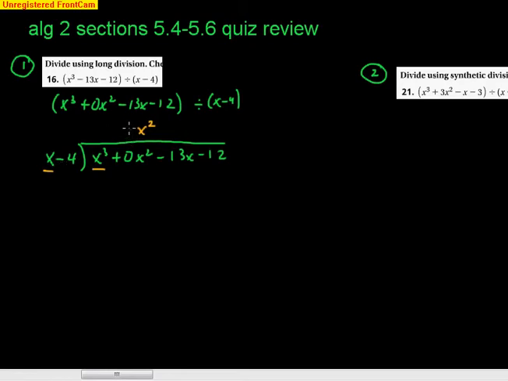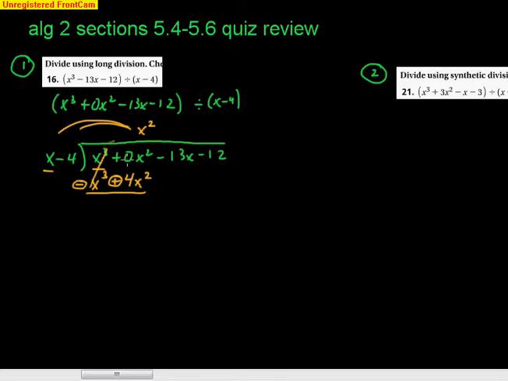And now we distribute. This x squared goes to both of the terms on the outside. X times x squared is x cubed. Negative 4 times x squared is negative 4x squared. And now we subtract. But subtraction in long division is changing the signs. So this positive x cubed becomes negative. This negative 4x squared becomes positive. We draw our line, and now we just combine down.